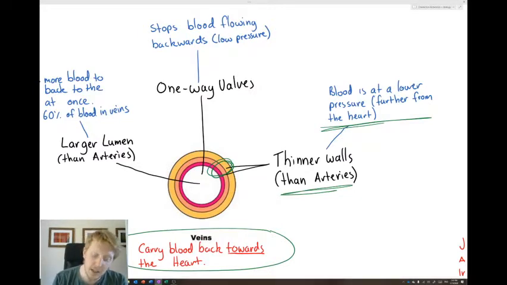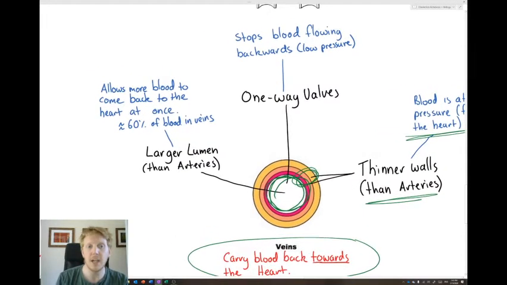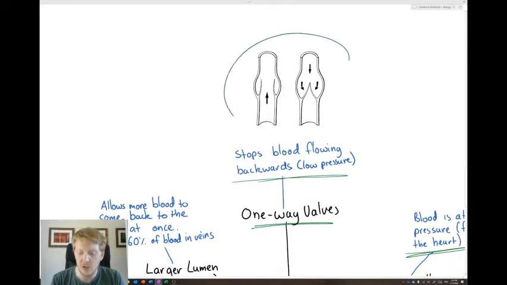Okay, they also have quite a large lumen. You'll notice this structure in the middle, this lumen is quite large. Now this basically just allows more blood to be in the veins. In fact, about 60% of our blood volume at any time is in our veins, so they carry a lot of blood. Lucky last, the last thing that veins will actually have is this series of what are known as one-way valves. And what they do is they just stop blood from flowing backwards because of the low pressure. All right, and they look just like this here.